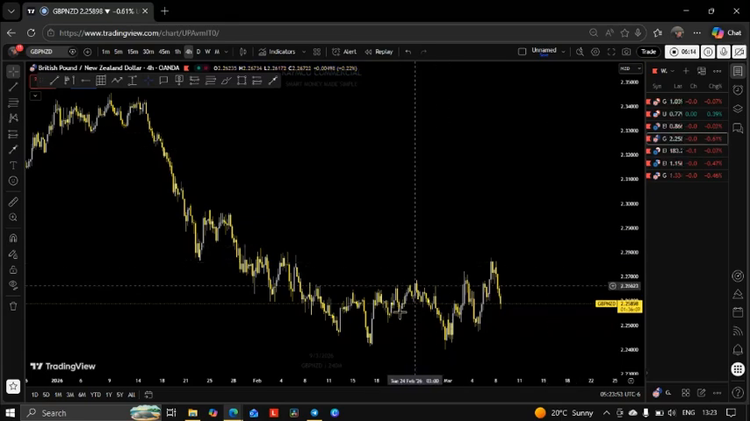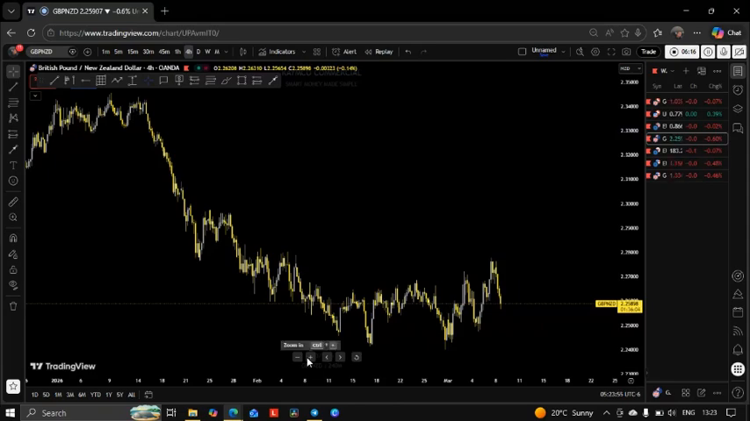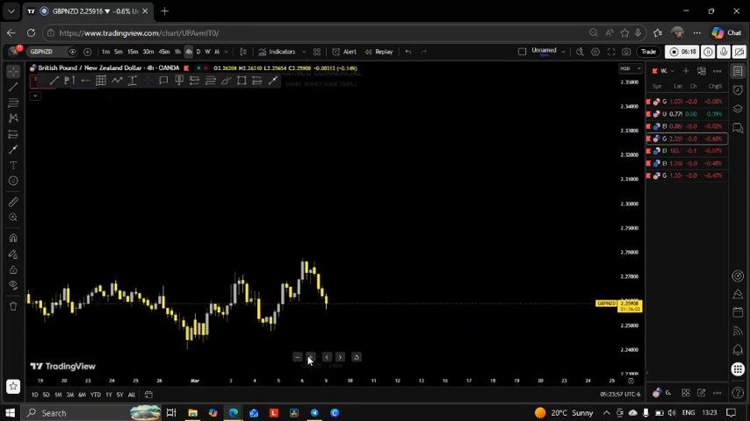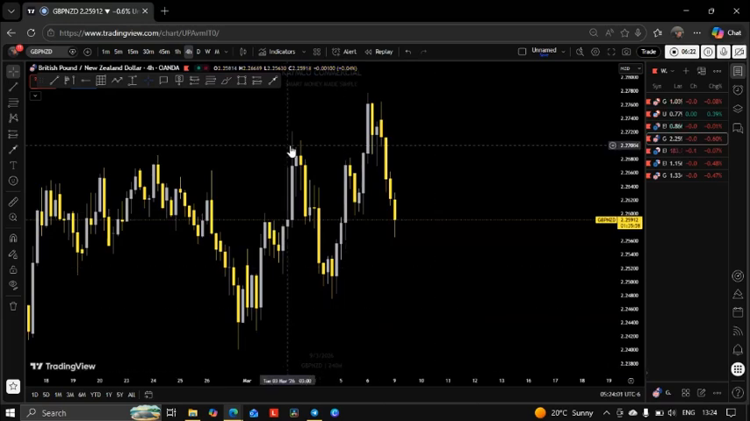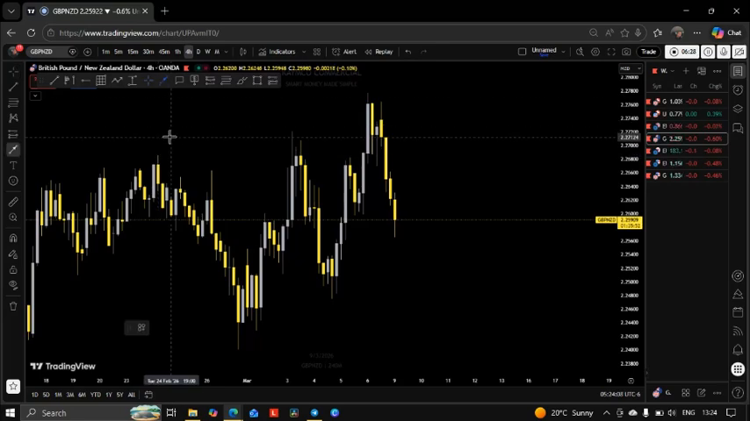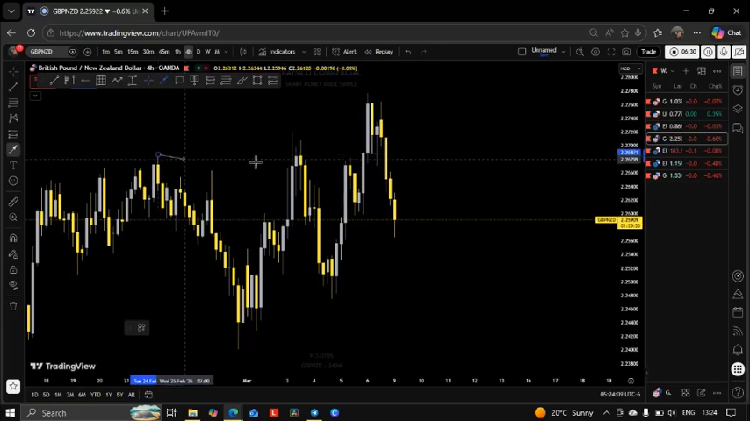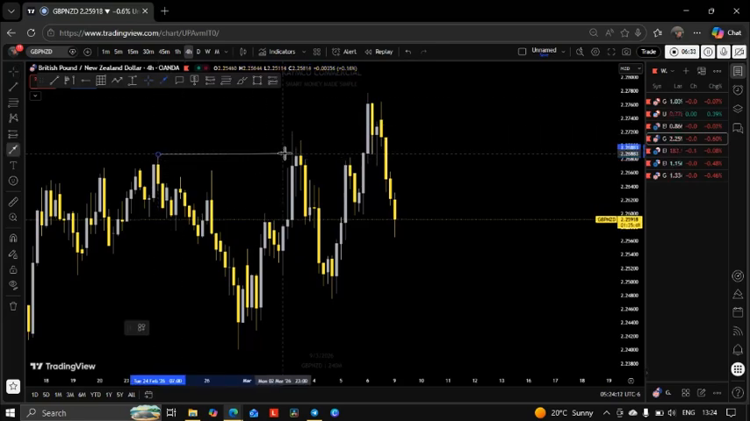On this one, GBPNZD, shout out to my brother, man. I got this one from Drew, because he shares setups from time to time, right? So if we look into this pair, there's a change of character, there's a break of structure, right?